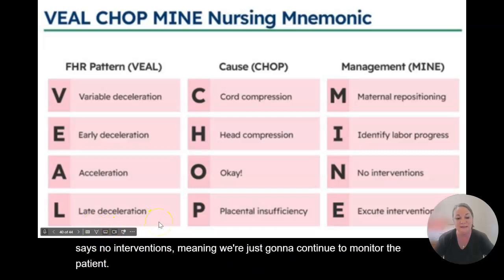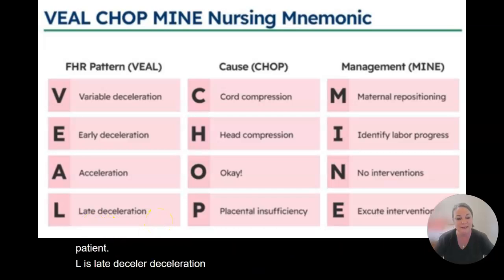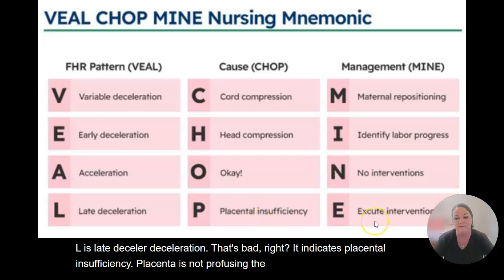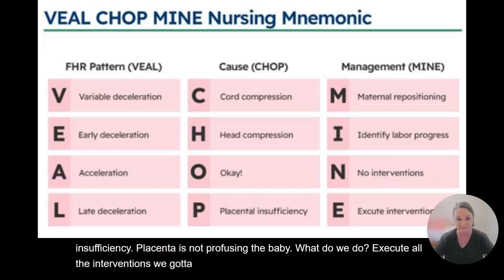L is late decelerations. That's bad, right? It indicates placental insufficiency. The placenta is not perfusing the baby. What do we do? Execute all the interventions. We have to fix it.